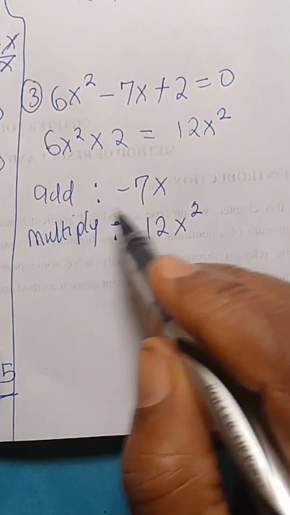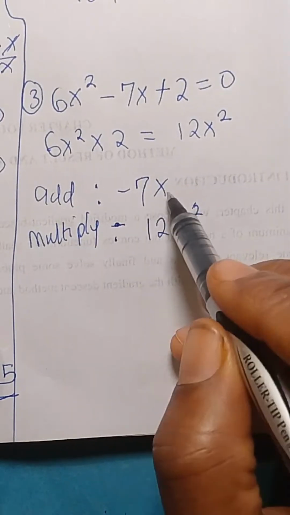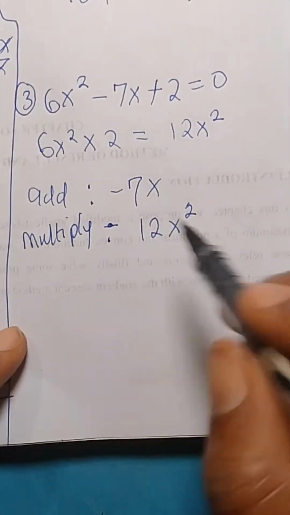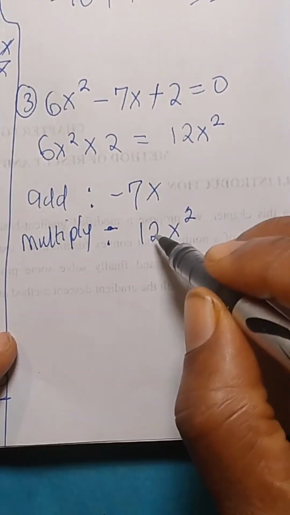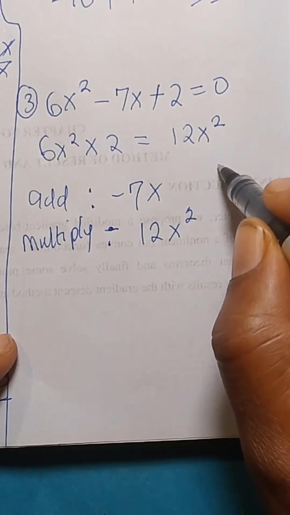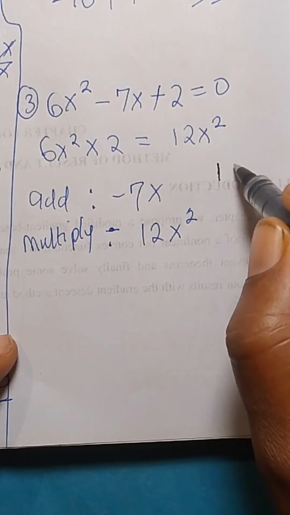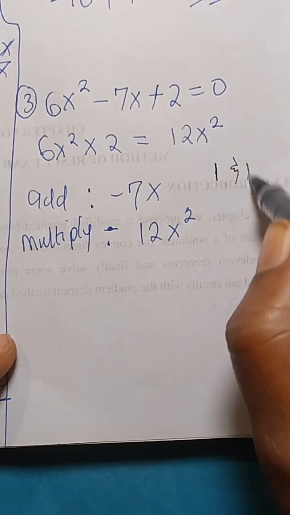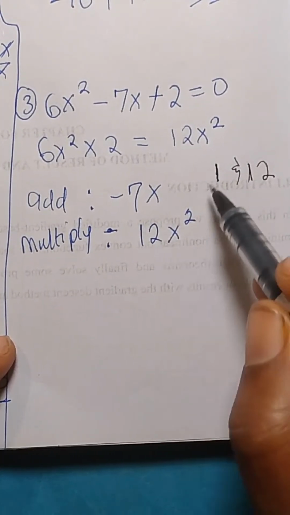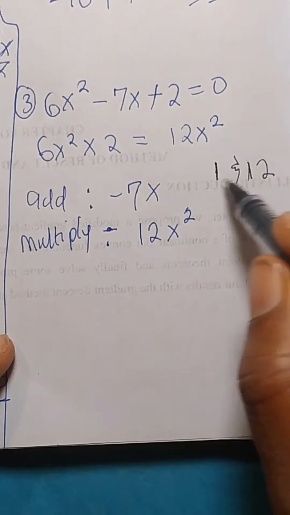Then we consider these two numbers. We are looking for two numbers. When we add, we get minus 7x. When we multiply them, we get 12x squared. Okay, like I said before, you have 12. We are going to start with the smallest number that can divide 12. So the smallest number is 1, and 12. If you divide 12 by 1, you get 1 and 12. 1 times 12 is 12 actually, but 1 plus 12 is not minus 7x. So this will not work.